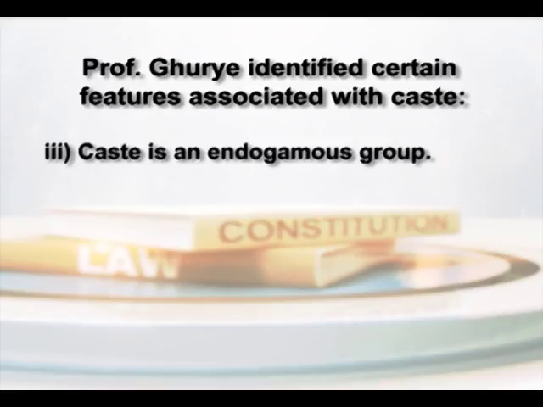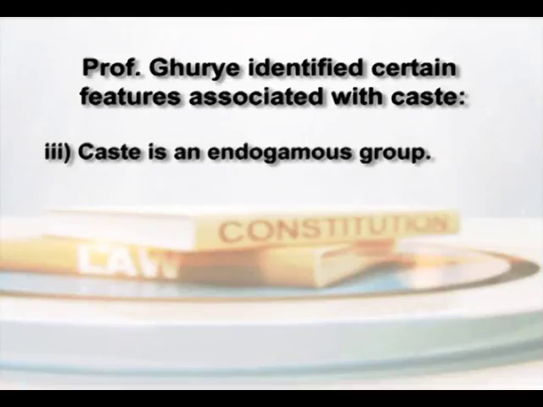The third feature is that caste is an endogamous group, meaning thereby that there are certain rules and regulations that guide marriage, that are permissible for one group of castes and which are not permitted or which are prohibited between one group of castes and another group of castes. So this is another very important feature of caste.